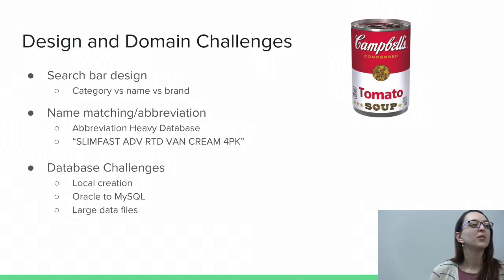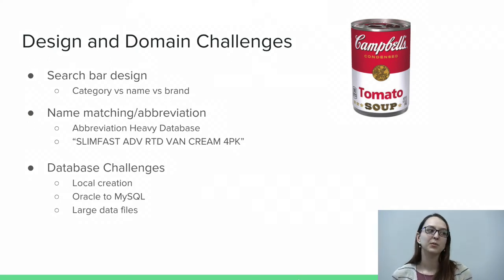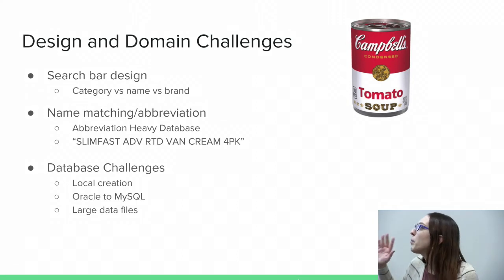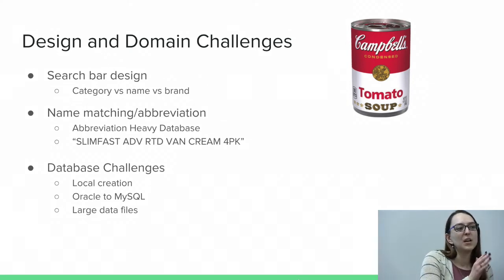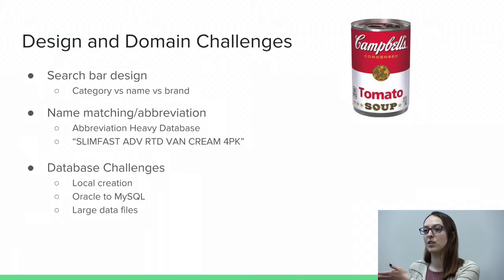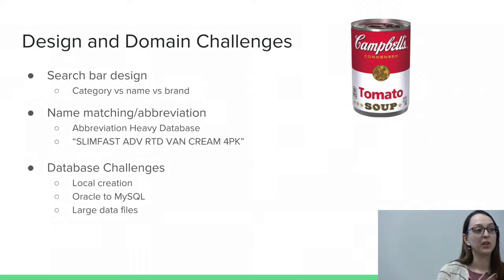The second really big challenge that we had is name badging and abbreviation. TOPS was generous enough to give us the data from their database, but it's very abbreviation heavy. For example, the Slim Fast Cream 4-pack, that's not really readable to a user. They know that it's maybe a protein thing with Slim Fast, but they don't know what all those other middle things are. So at some point, we have to take these abbreviations and convert them to something user-friendly, so they can actually understand that what they're getting is what they were trying to search for.